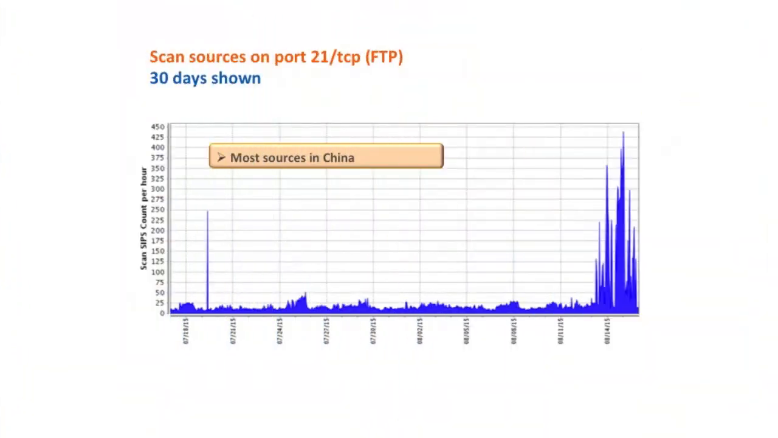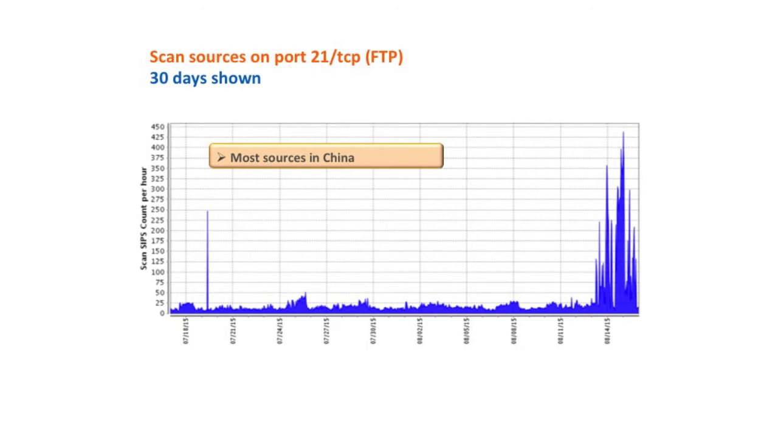Next item here, scan sources on port 21 TCP. This is kind of interesting. It wouldn't be surprising to have folks scanning around the internet looking for FTP servers. Sometimes they can be a place where you can find files, if you're looking for files. In this particular case, it's a little bit subtle. There was not a significant increase in the number of probes, but certainly an increase in the number of sources doing that probing activity.